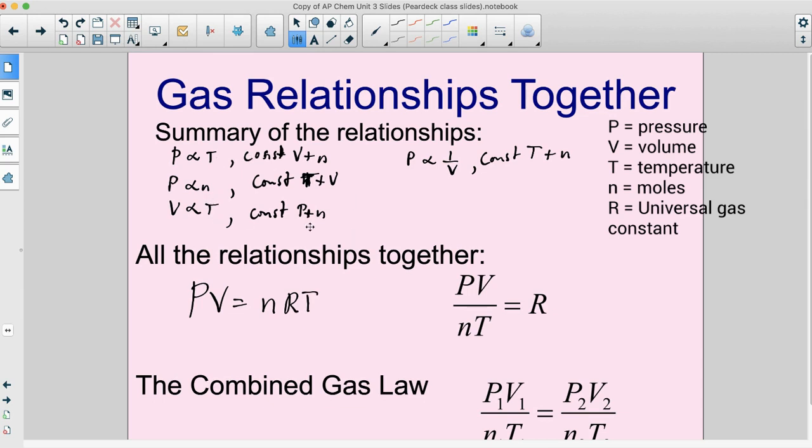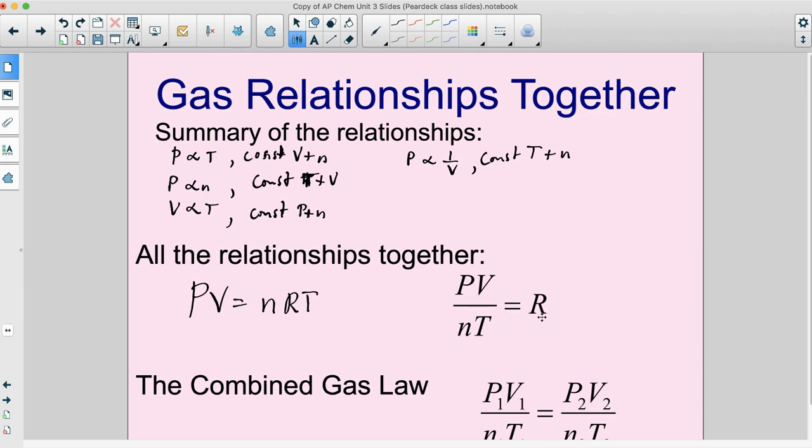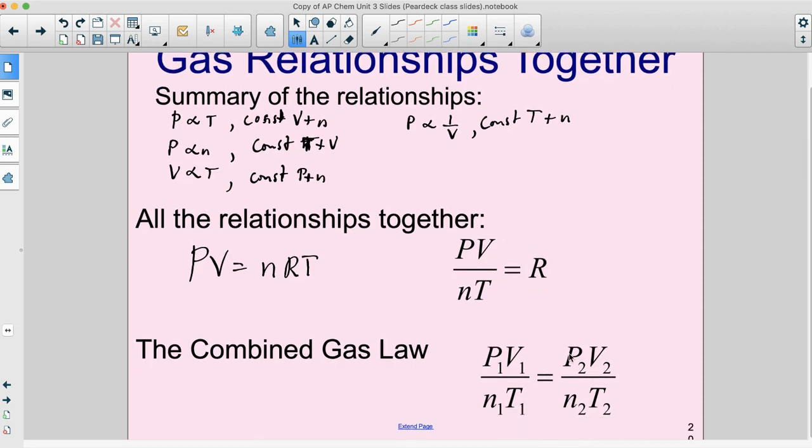All of these things are proportional to a constant, R, the universal gas constant. I will show you the units in a second. Here, the combined gas law is used when changes occur in properties. So if we change P, V, N, or T, then we can use the combined gas law.